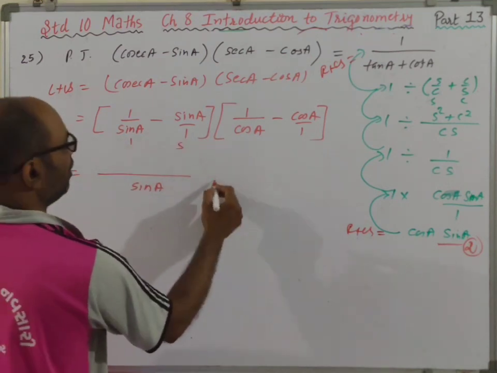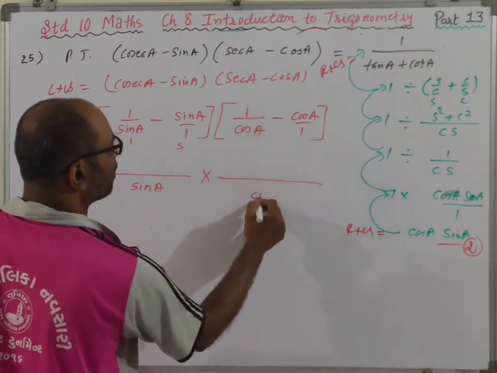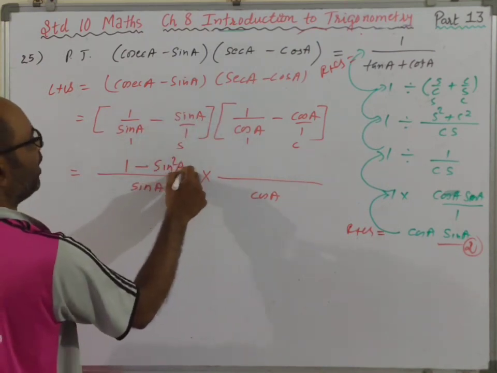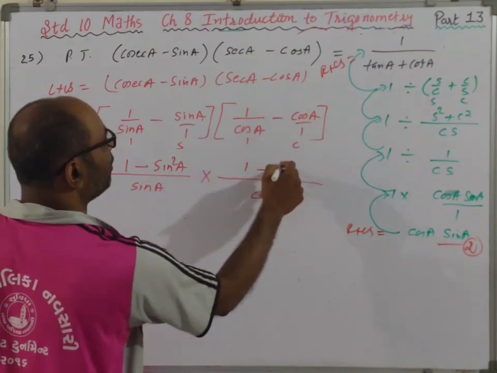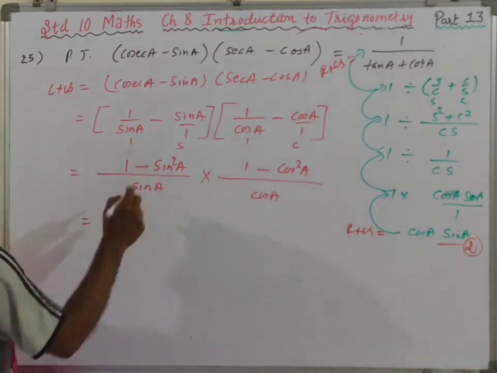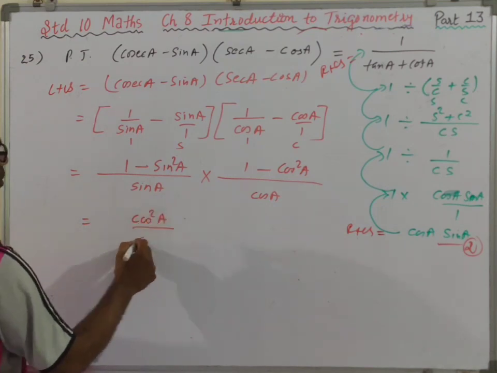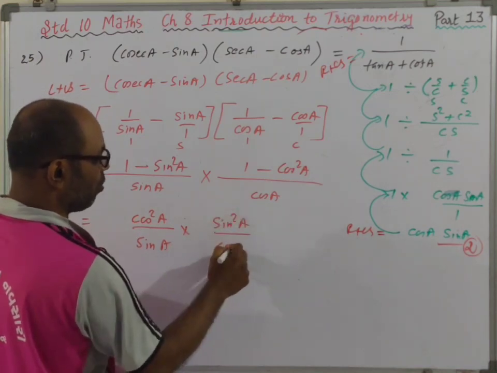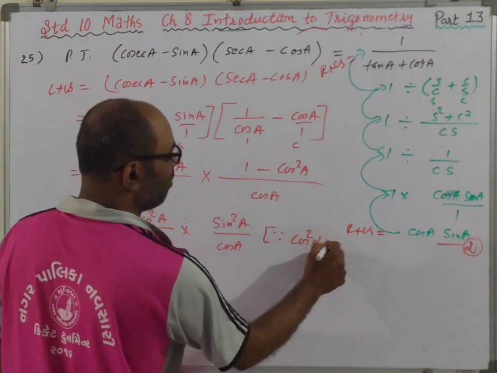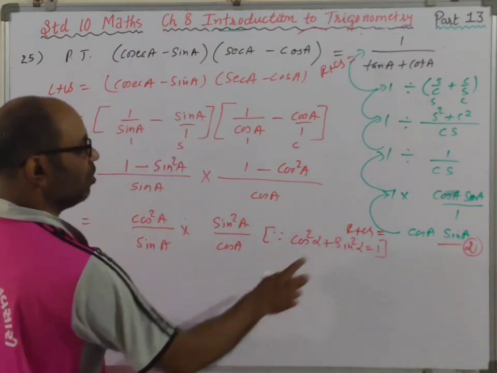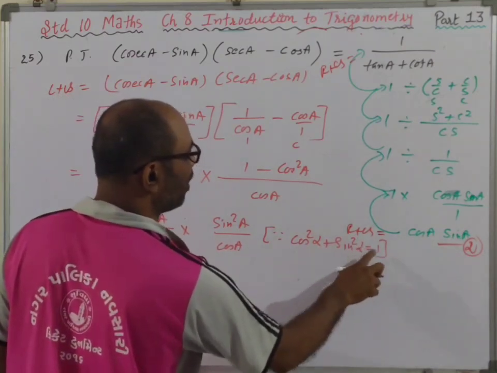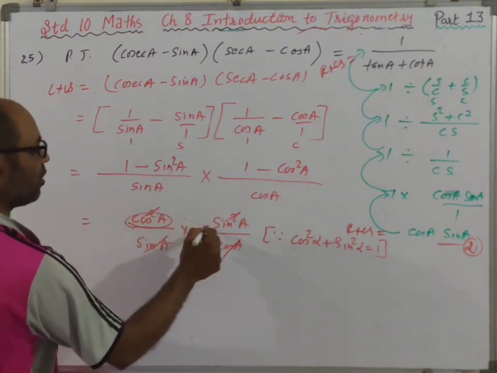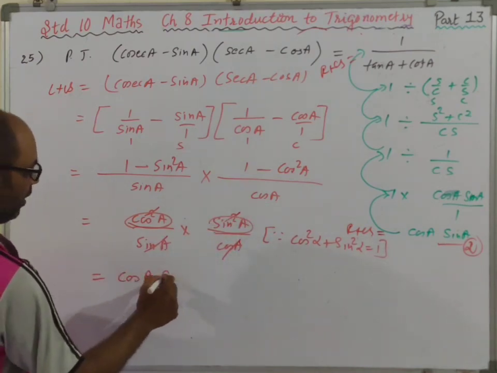Here 1, here sin, into here LCM cos A. So here 1, here cos. 1 into 1, 1 minus sin into sin, sin square A. 1 into 1, 1 minus cos into cos, cos square A. Let's see, what is 1 minus sin square? Cos square A upon sin A, into what is 1 minus cos square? Sin square A upon cos A, because cos square alpha plus sin square alpha is equal to 1. So 1 minus cos square is sin square and 1 minus sin square is cos square. One cos cancelled, one sin cancelled, one cos remains on top, one sin remains. That is equal to cos A into sin A.